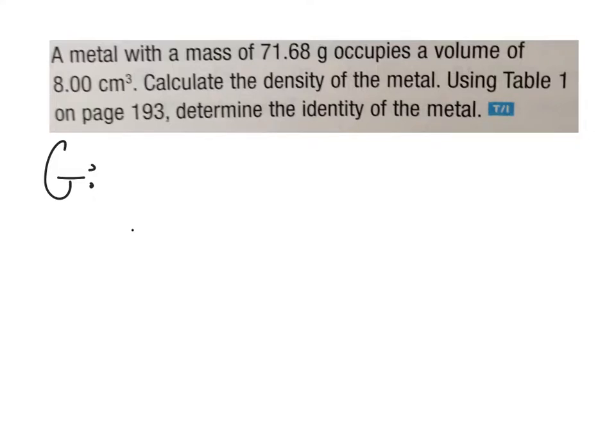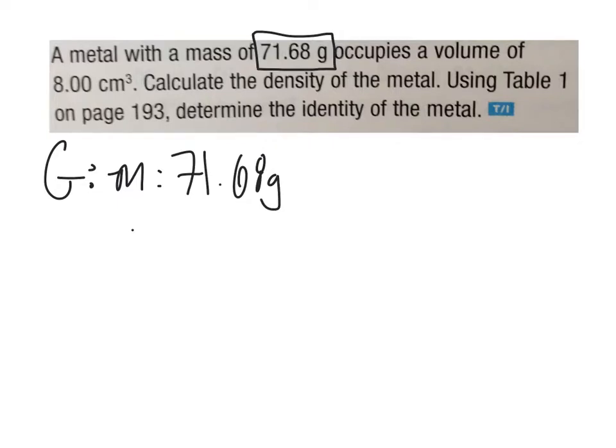To start out with, we are going to list what we are given. So we're given two pieces of information. I've got this number right here, and I know that that is the mass. So I know that mass is 7.68 grams. I'm also given a volume of 8 centimeters cubed. So I know volume is about 8 centimeters cubed.